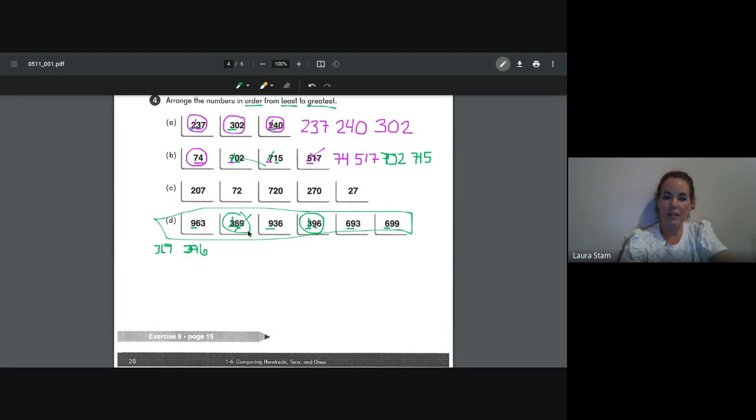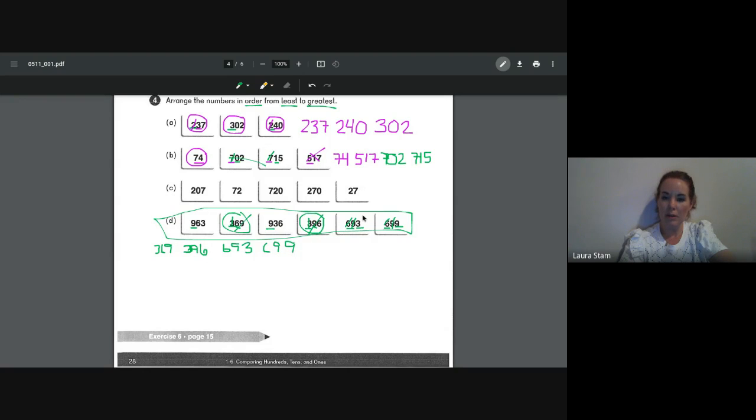Now we have our 6s. They're smaller than 9s, so we'll focus on our 6s. We've got 693 and 699. Well, the 6 is the same. We move to the tens place. We've got a 9 and a 9. That's not helpful. So we move to the ones place. We've got a 3 and a 9. Well, a 3 is smaller than 9. So we've got 693. And we've got 699.